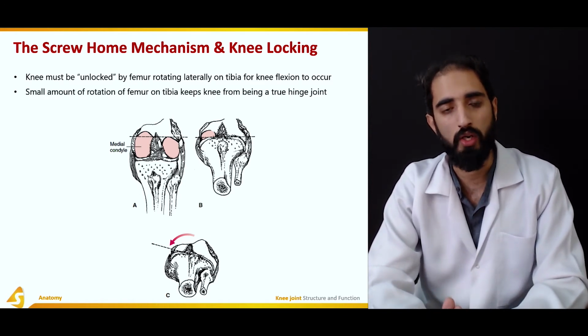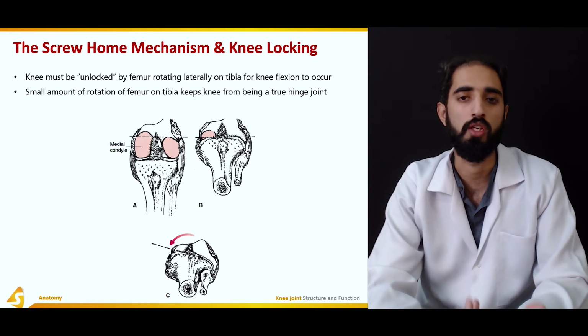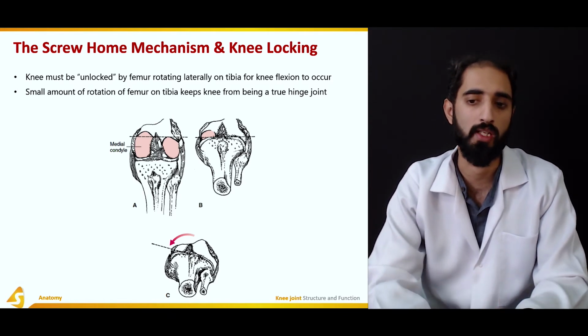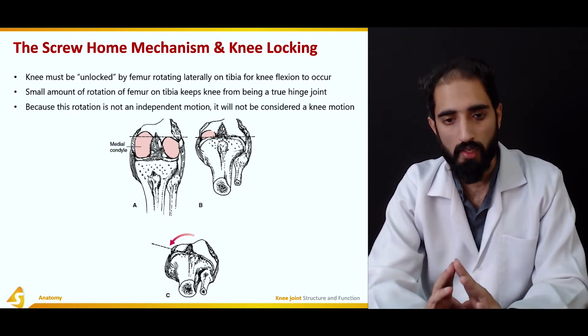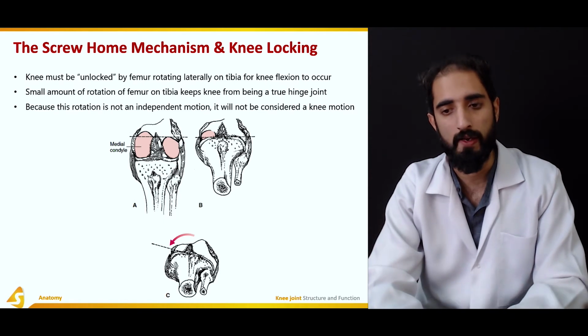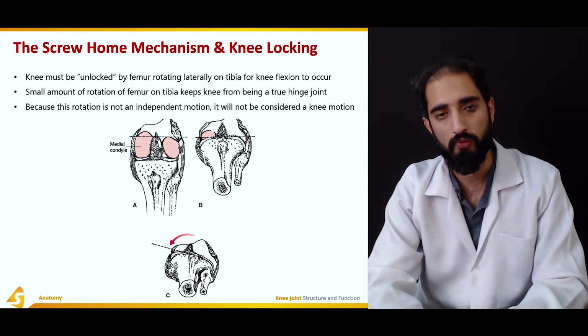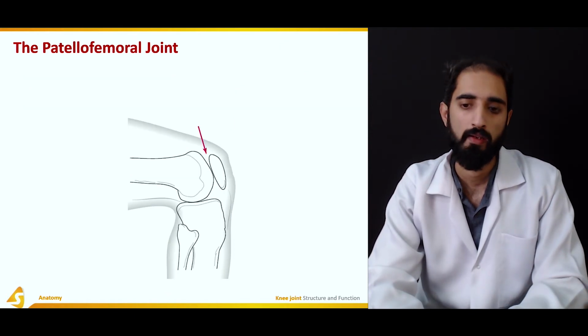So a small amount of rotation of femur on tibia or tibia on femur keeps the knee from being a true hinge joint. That's why I already mentioned in the previous slides that it is a modified hinge joint. Because this rotation is not an independent motion, as I already mentioned, it will not be considered as a degree of freedom and an osteokinematic movement.